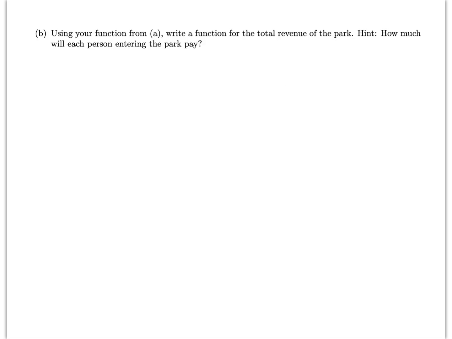Using your function from A, write a function for the total revenue of the park. Hint, how much will each person entering the park pay? So in general, revenue for anything is equal to the number of visitors or the number of customers times the price each customer pays, the price each visitor pays. Okay, so you have the number of people who come to the park times the price that they pay. That's the total amount of money that comes into the park. That's called revenue.